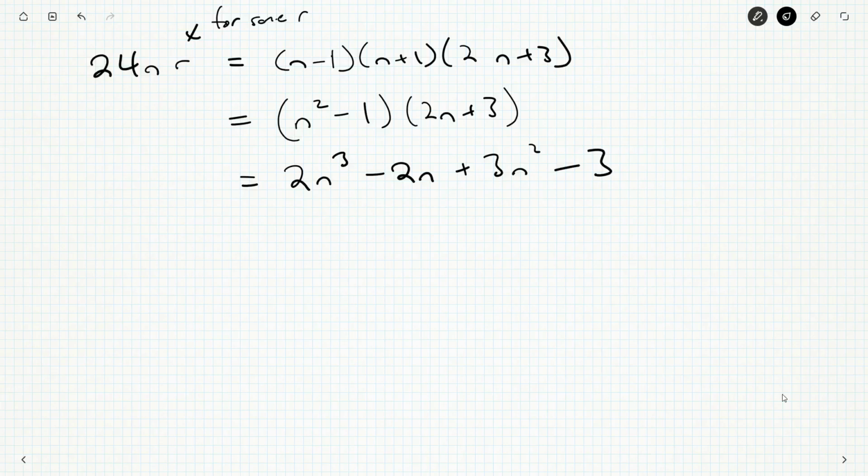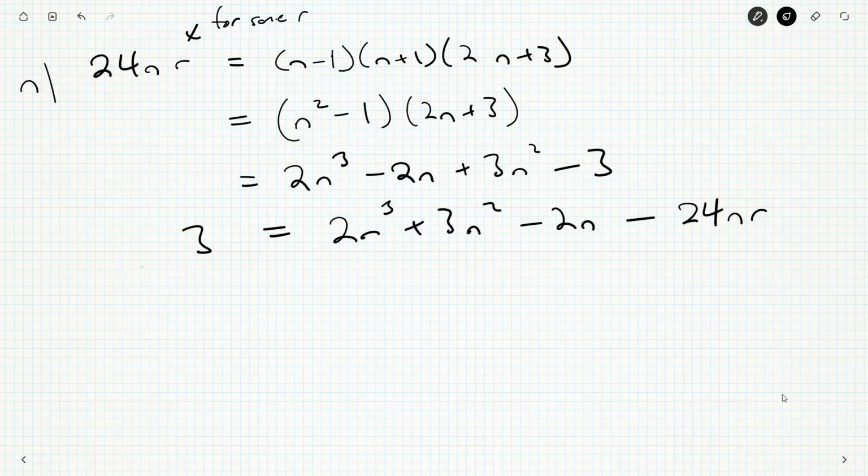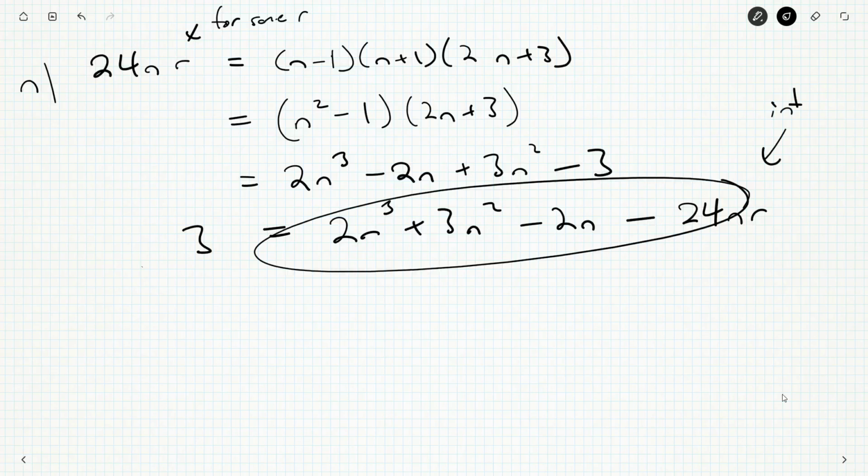Okay. So n divides this side, and n divides. So okay, I can rearrange this. All right, now I'm excited. So I'll bring the 3 over here. 2n cubed plus 3n squared minus 2n minus 24nr. And this is an integer over here. Like, the whole thing is an integer. But it has a factor of n.